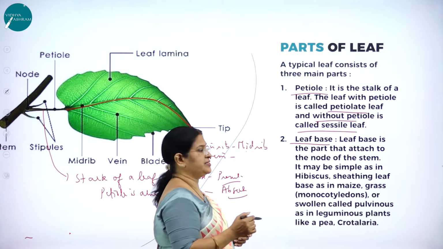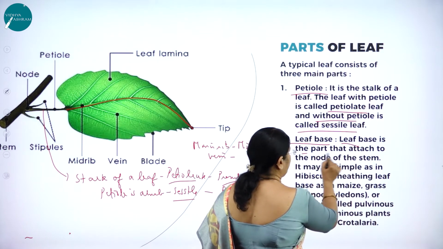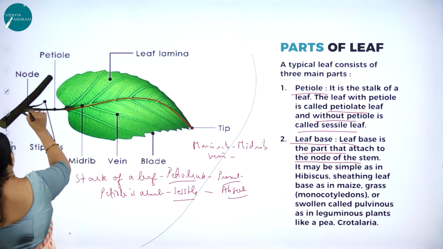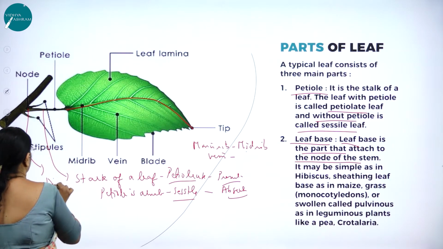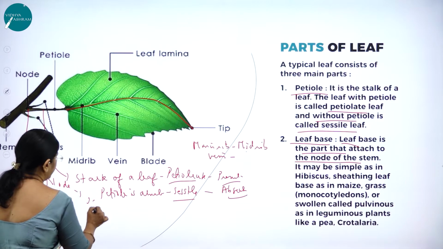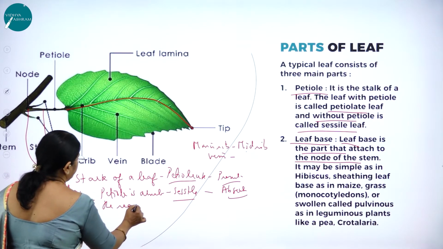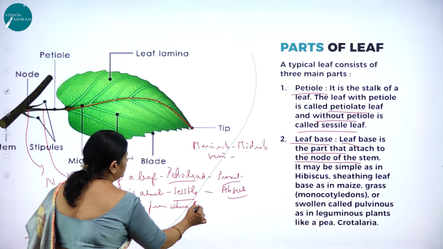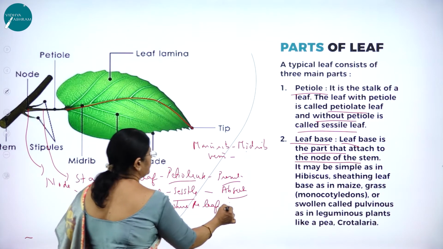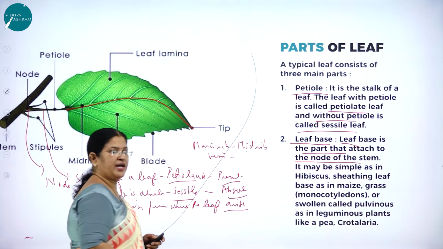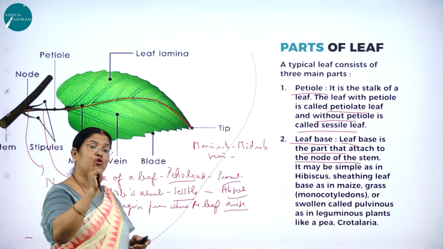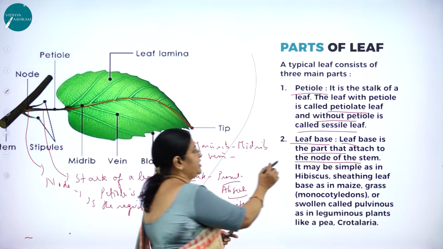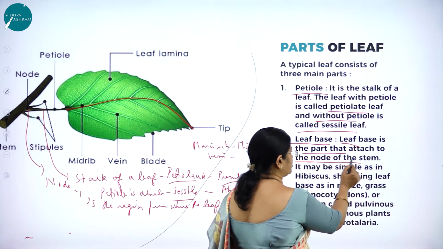What is leaf base? Leaf base is the part that is attached to the node of the stem. From where exactly does the leaf arise? This part is called the node. Node is the region from where the leaf arises. The leaf arises from the node of a stem, right? So then what is a leaf base? Leaf base is the part that is attached to the node of the stem.